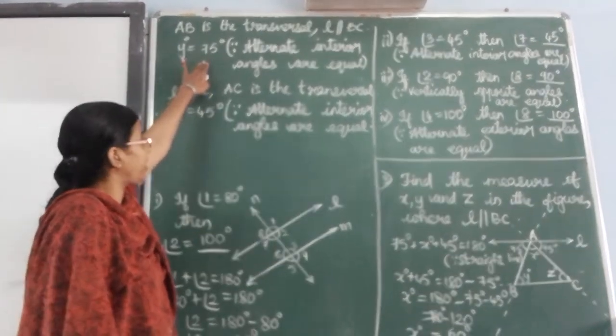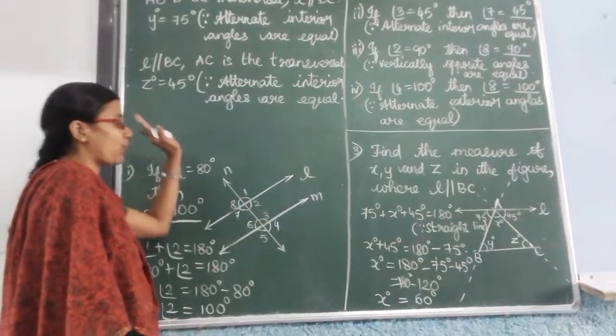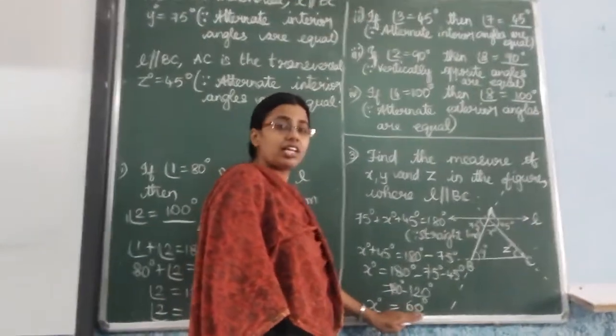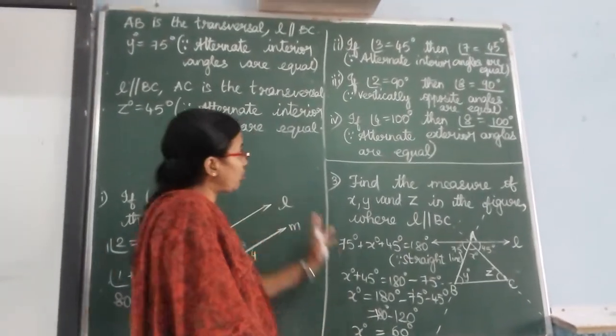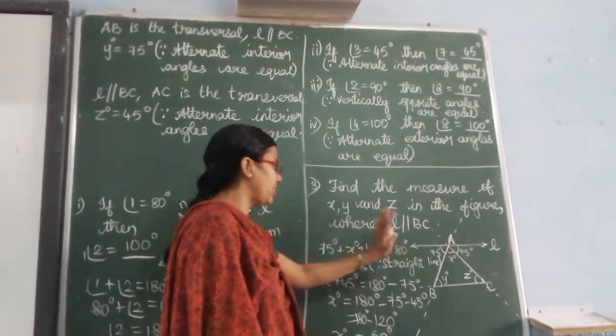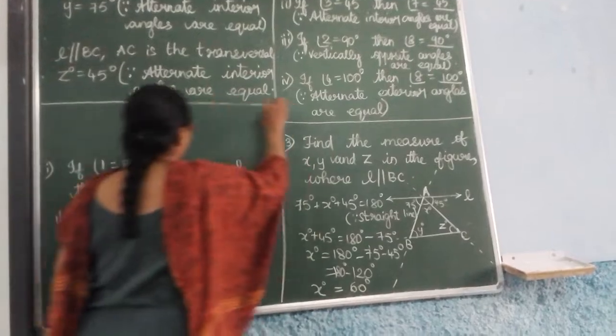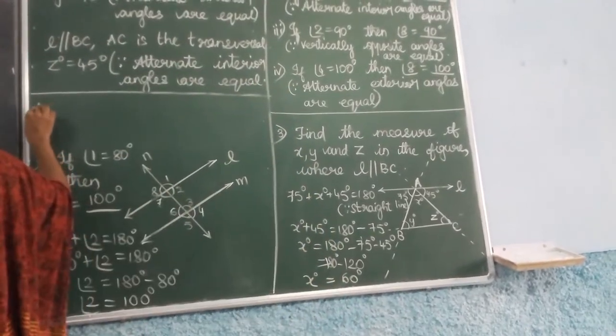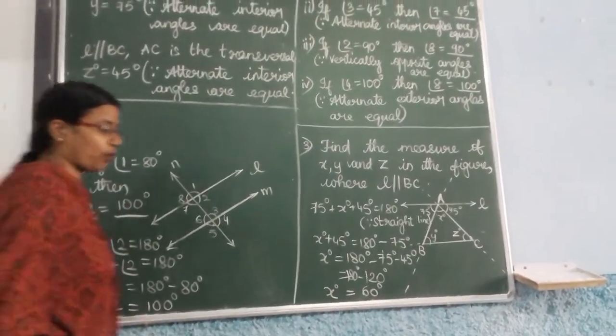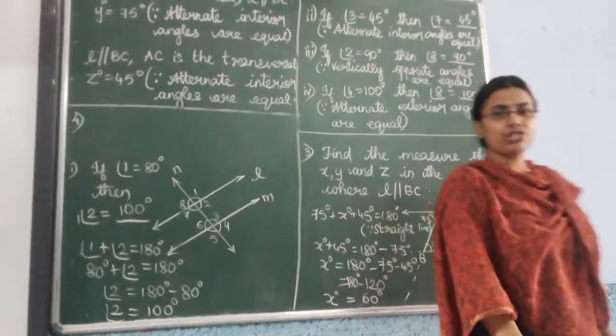So here y you got as 75 degrees, z you got as 45 degrees and x you got as 60 degrees. They asked you to find the values of x, y, z. You have already found the values of x, y, z. So with this we complete this problem. Let us continue with the next problem. Copy the solution, children.